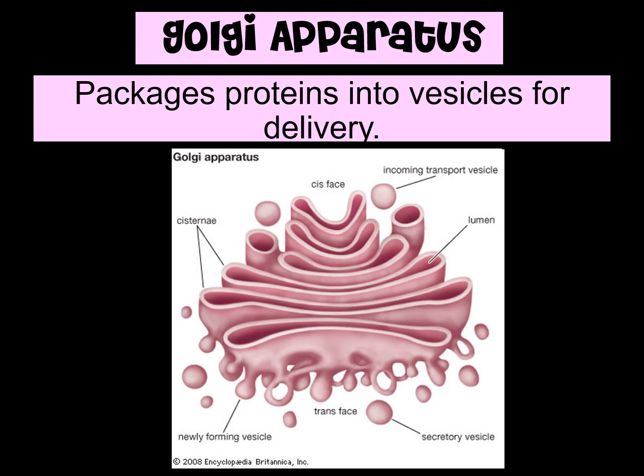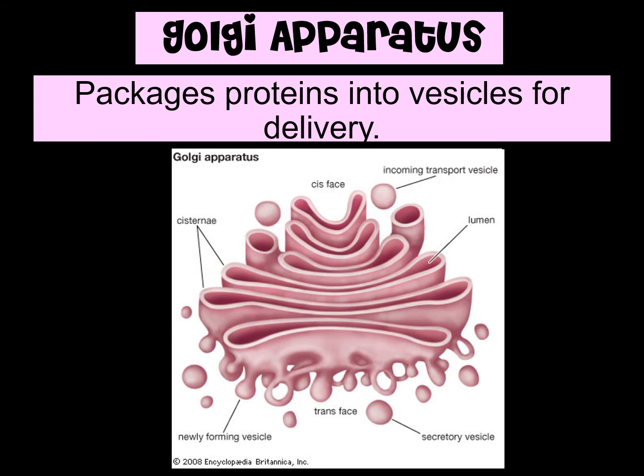The Golgi apparatus, or sometimes called the Golgi complex or the Golgi body, is a funny looking structure that can be found in eukaryotic cells. It's made of a whole bunch of kind of condensed, flattened membranes and sacs. And the purpose of the Golgi apparatus is to package proteins into these little structures called vesicles.